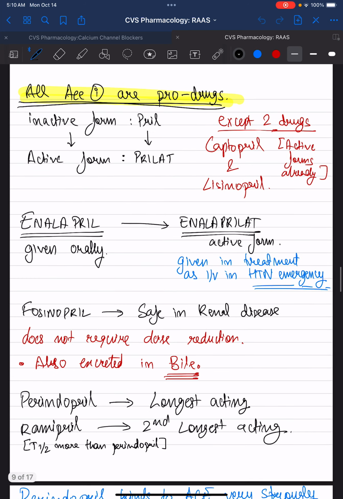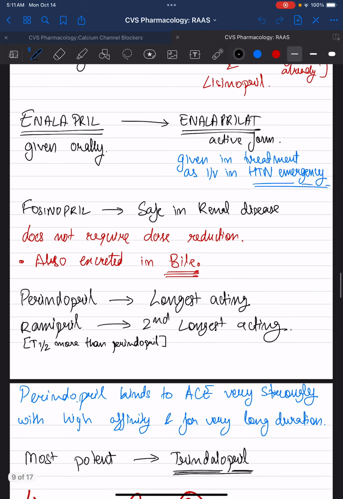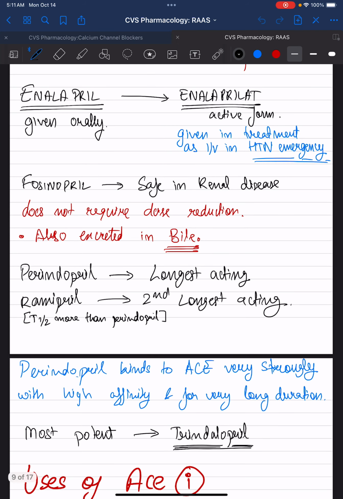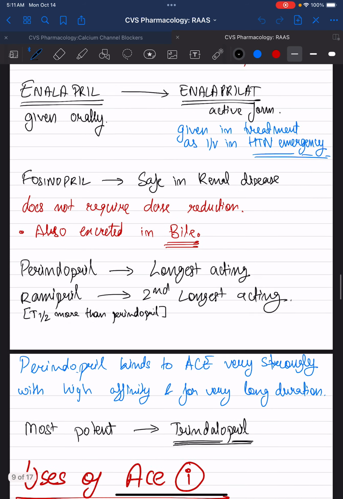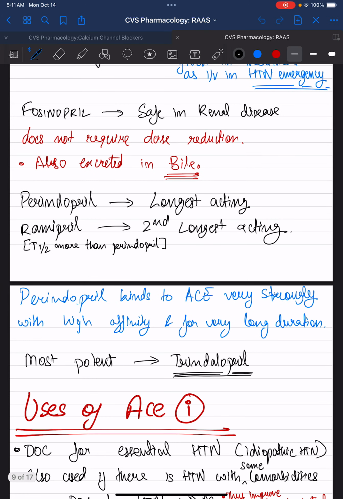Fosinopril is another ACE inhibitor, and it is safe to use in renal disease and does not require any dose reduction because it is excreted in the bile. Okay. Now, perindopril is the longest acting ACE inhibitor. Ramipril is the second longest acting ACE inhibitor, but it has a half life longer than perindopril.